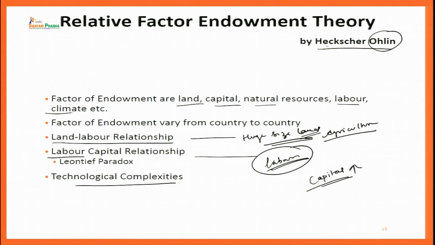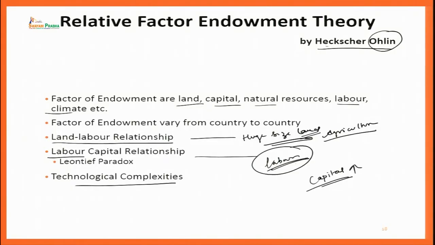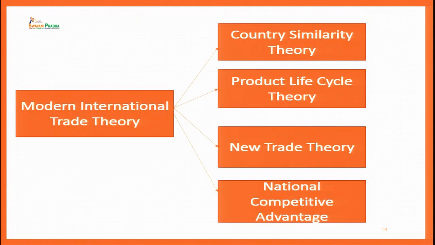Technological complexity: if you are capital intensive and have very good advanced technologies, then you should go for capital intensive or technology intensive work, where full automation or machinery is required. So, there are certain technological complexities which have to be taken care of. You should find out how you are going to make your technology easy and user friendly, so that the work can be done with minimum manpower requirement. So, these are the relative factors of endowment theory given by Heckscher and Ohlin.